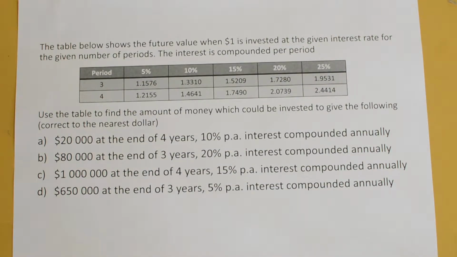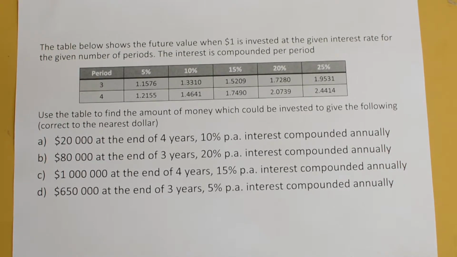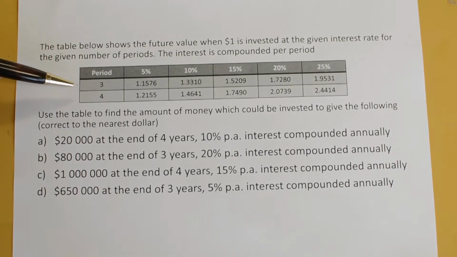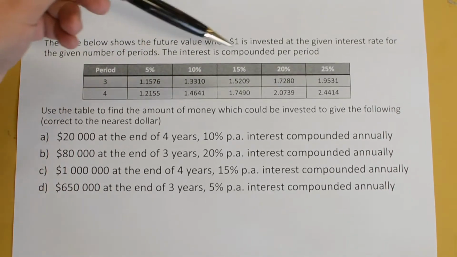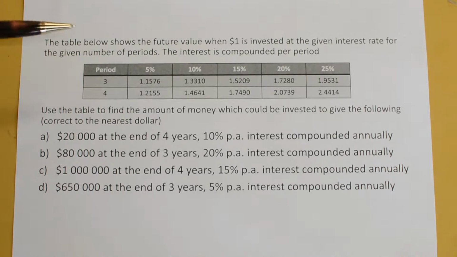Here's an example. The table below shows the future value when $1 is invested at the given interest rate for the given number of periods. The interest is compounded per period. So here's the prepared table, and the interest rates given are 5, 10, 15, 20, 25, and your periods here are 3 and 4. Now we're going to use this table to answer the questions on the bottom.